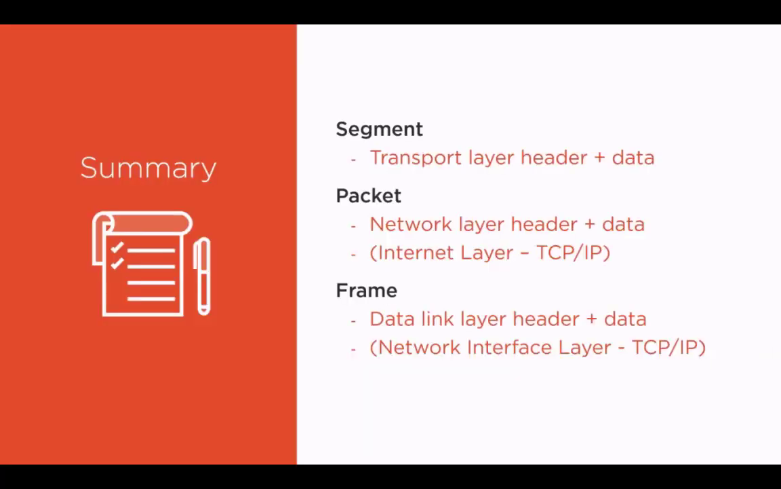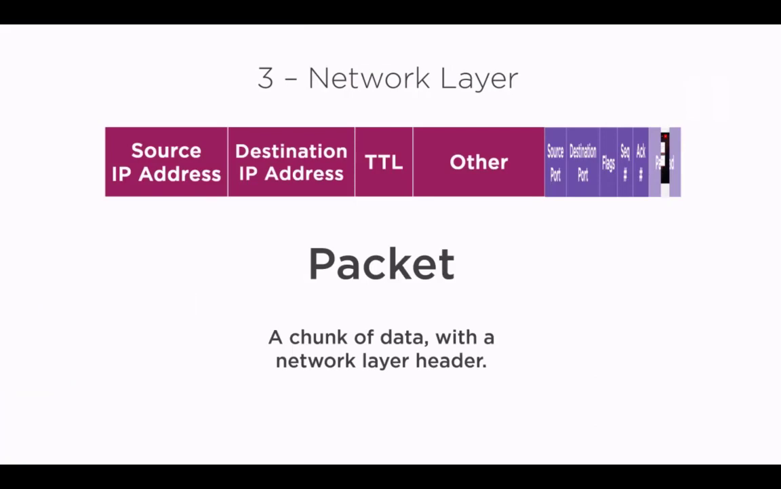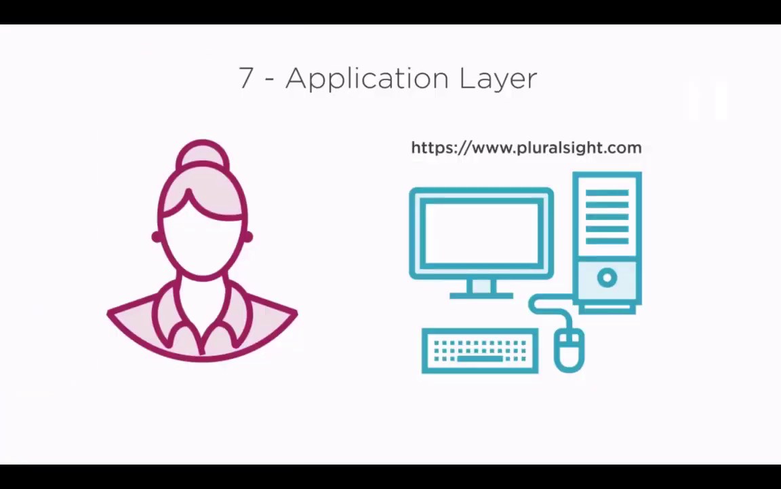In summary, we can say: what is a segment? A segment is a transport layer header plus data on the transport layer. What is a packet? A packet occurs on layer 3, the network layer. Network layer header plus data is called a packet. The network layer is also called the internet layer in the TCP/IP model. What is a frame? Data link layer header plus data, which is also called the network interface layer in the TCP/IP model. So this is how the data goes from one client to another client.